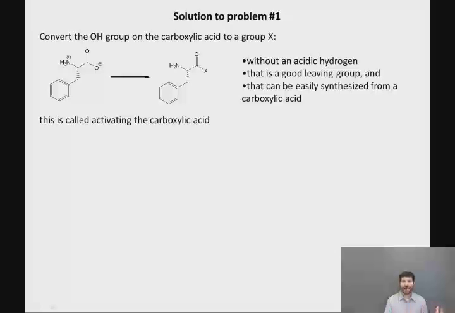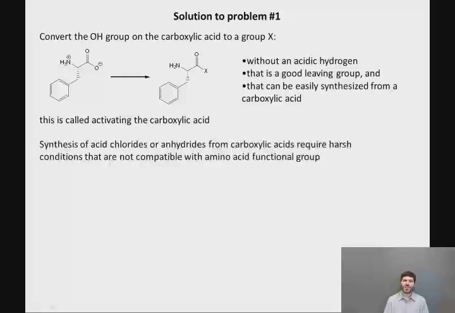Because we want to use amino acids, they're very abundant as our starting materials. So this process of converting the OH into something else is called activating the carboxylic acid. The first thing that might come to mind if you think back to acyl transfer reactions is, well, X can be a chloride and we could have an acid chloride, or X can be an anhydride.